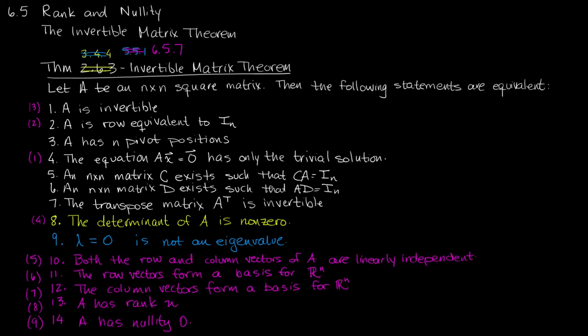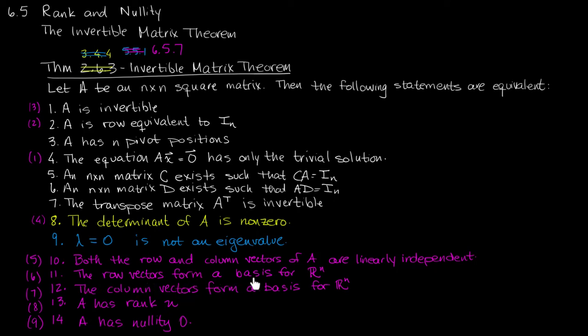Okay, let me read through these, the new pink ones, and then we'll talk about them. Both the row and column vectors of A are linearly independent. So if we start with an n by n square matrix and we know that it's called A, then both the row and column vectors of that matrix are linearly independent.